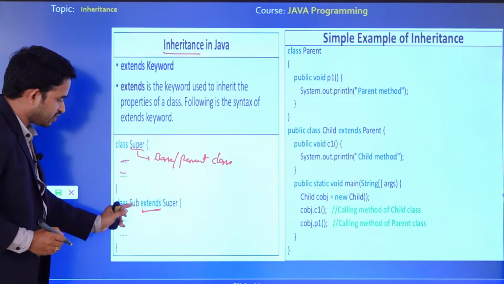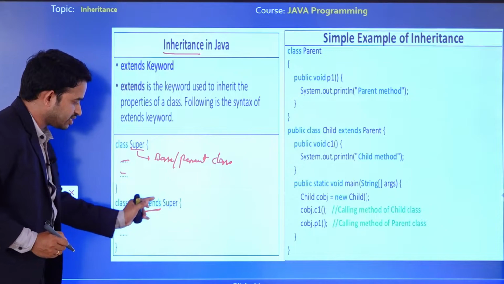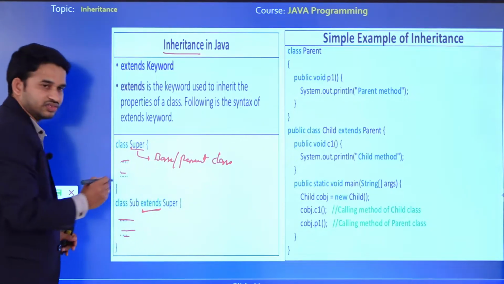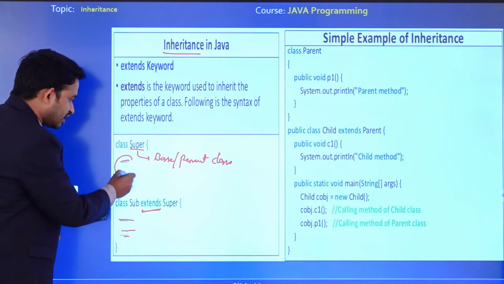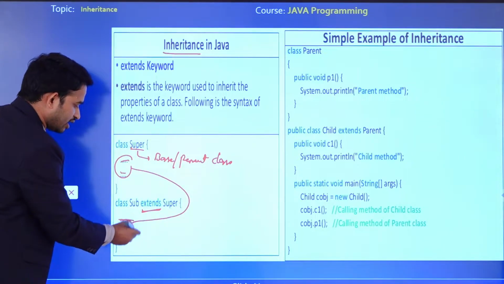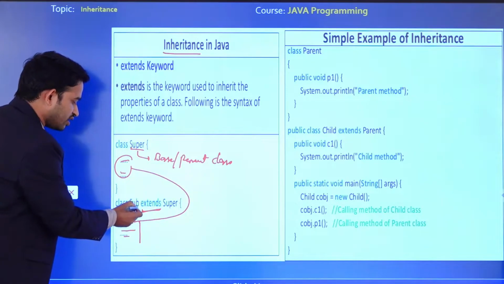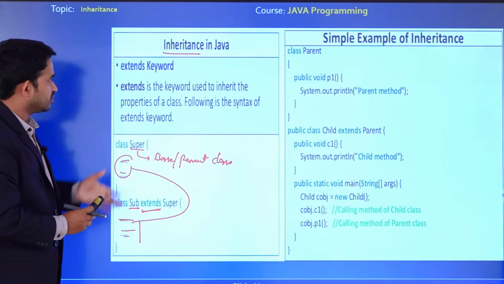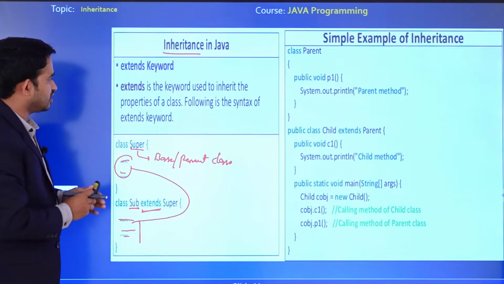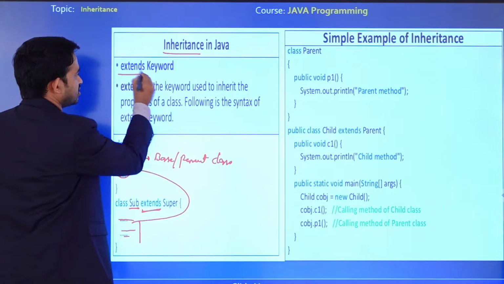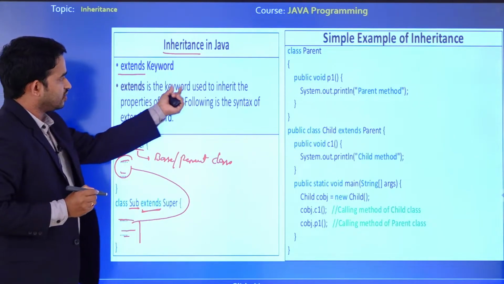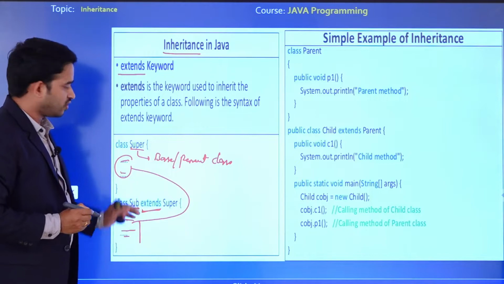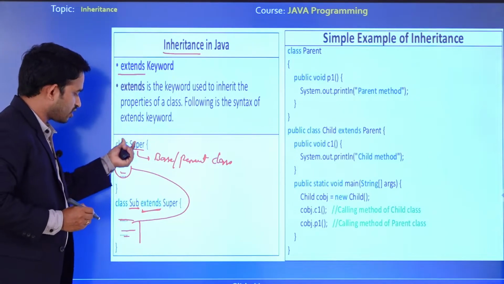So class super, class sub extends super. Next, we can declare any properties or methods. These properties are acquired here, and the remaining properties we declare in the subclass are also followed. So this is the simple syntax of the declaration of inheritance. Which keyword are we using? The extends keyword. Extends is the keyword used to inherit the properties of a class. So this is the syntax of how to acquire the properties from superclass to subclass.